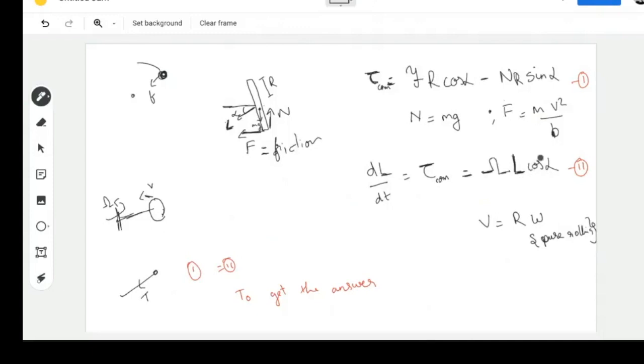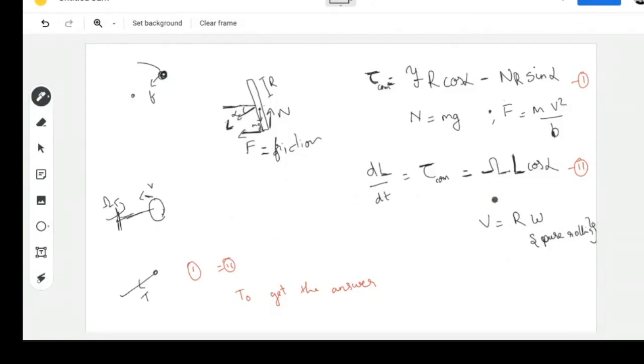Now just see the fact that there's an extra cos alpha, because the torque will cause it to change only in this direction. Because if you see the torque which is acting, it's r cross F. So r cross F will give you a direction which is perpendicular to this line, not this line. So there's a cos alpha over here.